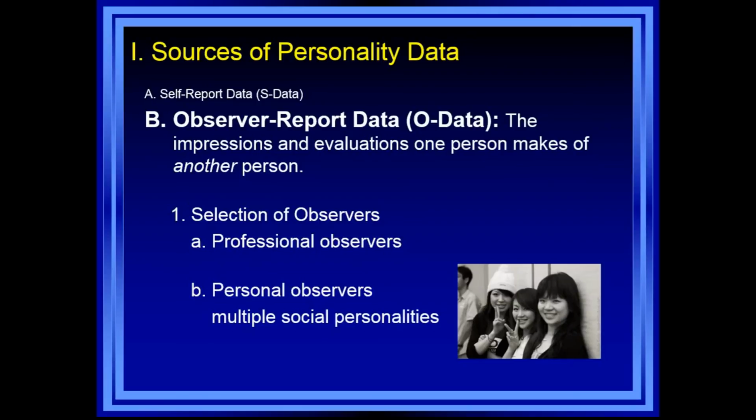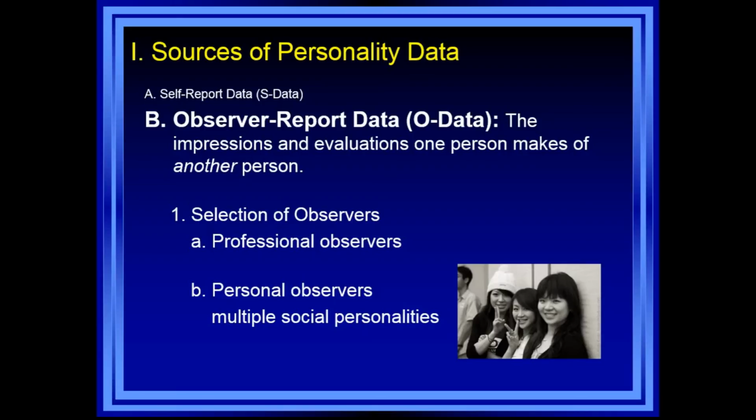Okay, the second source of personality data is called O data, or observer report data. And that's simply the impressions and evaluations one person makes of another person. So we're observing someone else. Now, who's doing the observing? So let's talk about selection of observers.